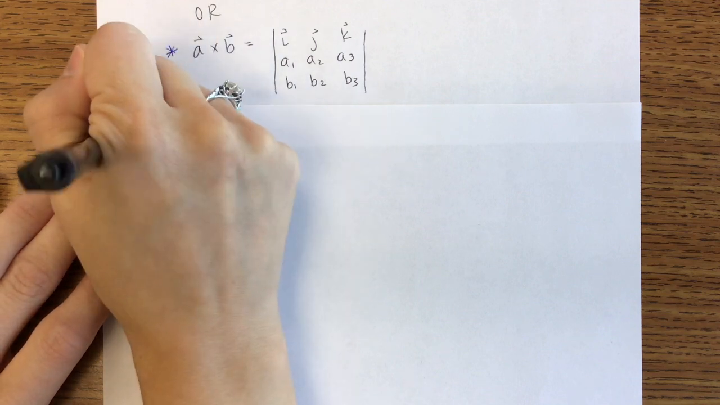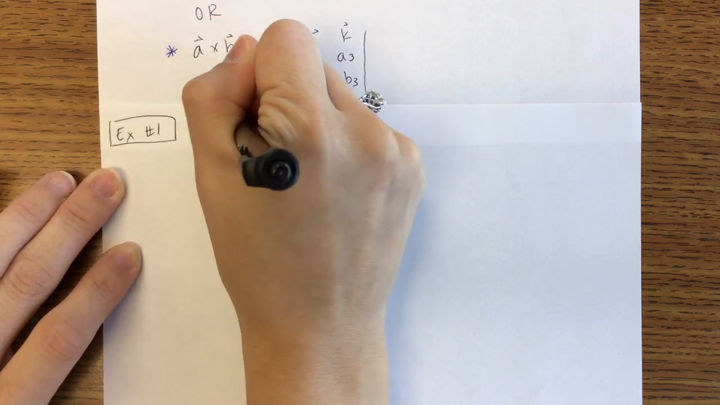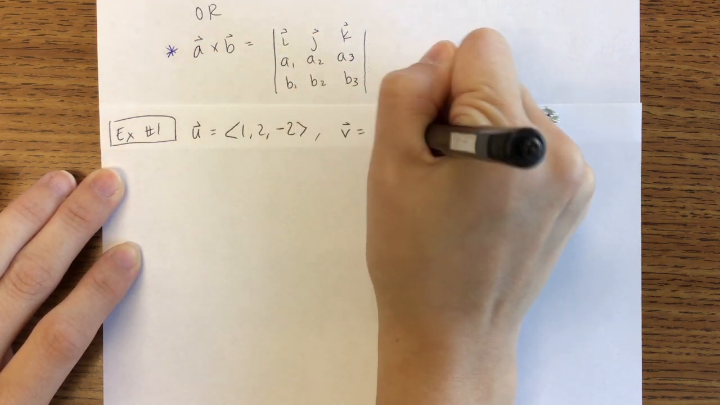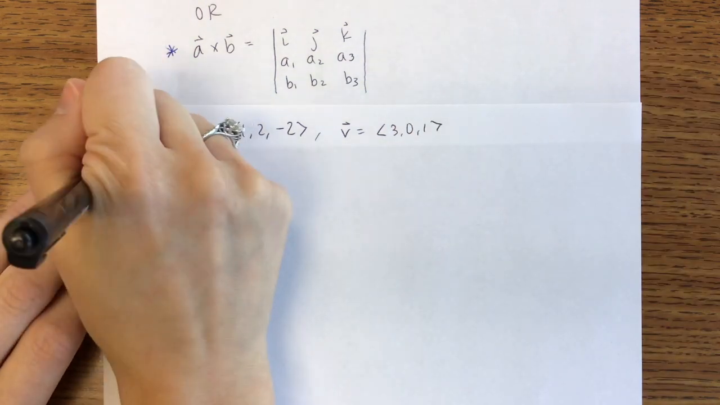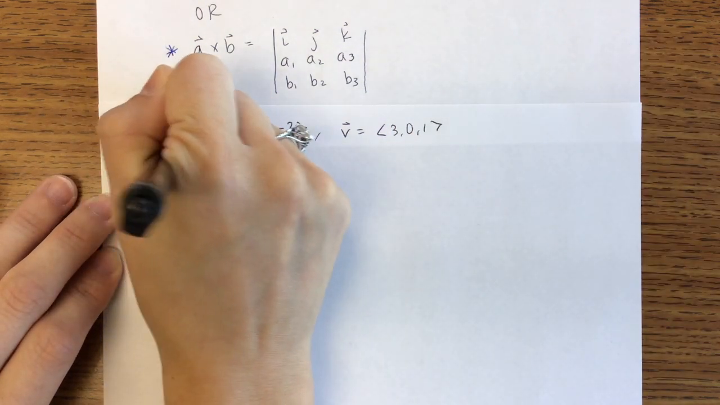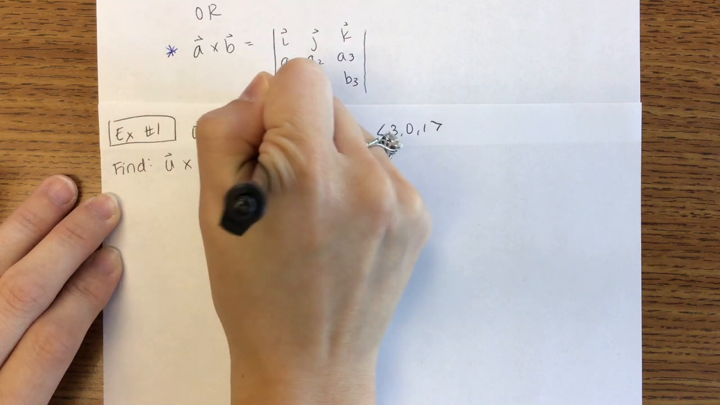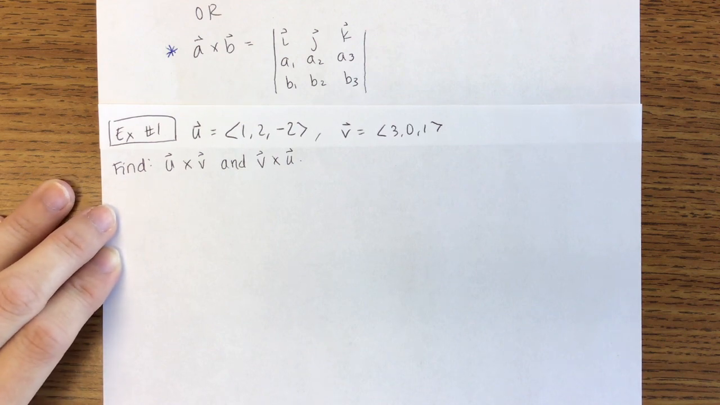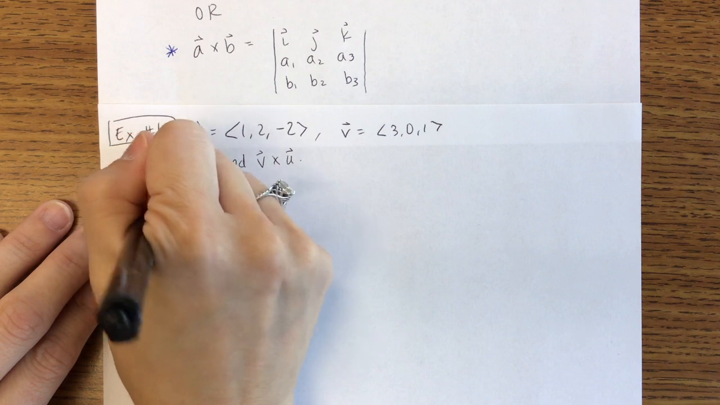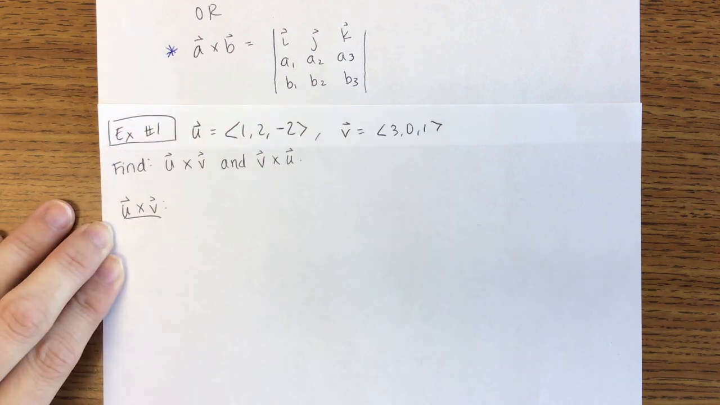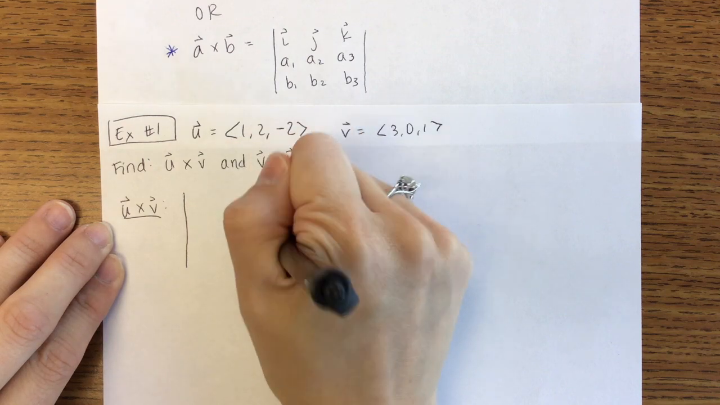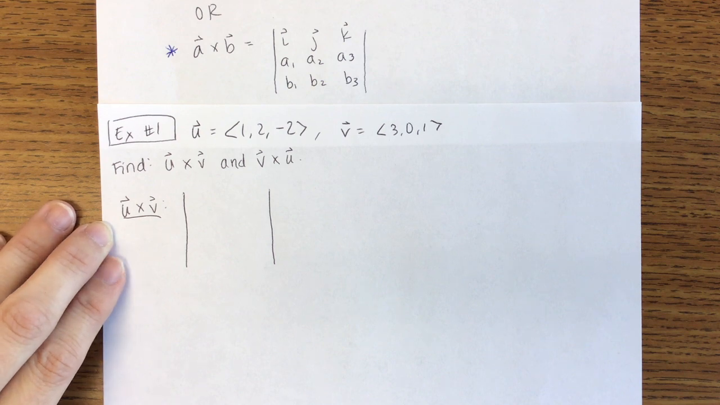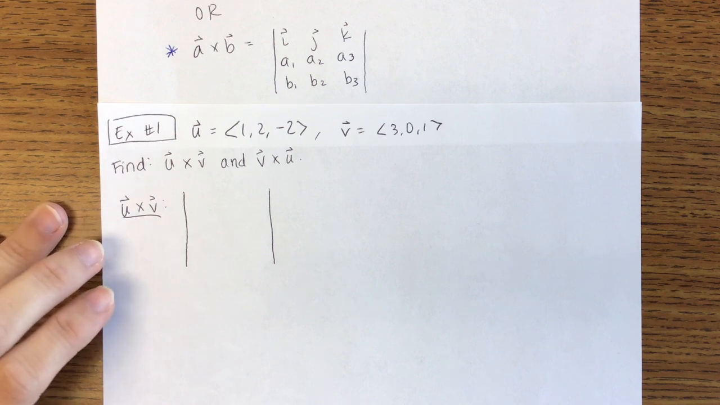So for example number 1, we're going to consider vector U, which is 1, 2, -2, and we're going to consider vector V, which is 3, 0, 1. We are going to find both U cross V and V cross U. So let's do U cross V first. I'm going to do it the determinant way. So again, please make sure you use vertical bars and not brackets. If you use brackets, that denotes that you have a matrix. We want to show that we're finding a determinant.